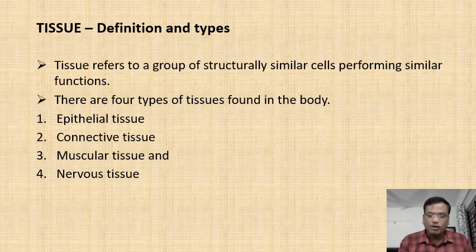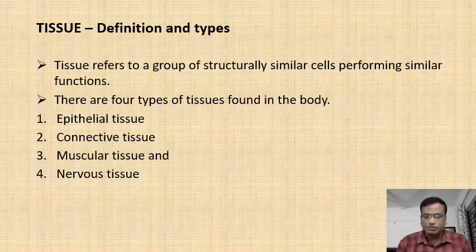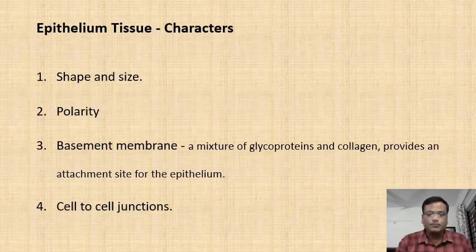And in a body, we normally find four types of tissues. So they are epithelial tissue, connective tissue, muscular tissue, and nervous tissue. So we will study about the different types of tissues in different classes. So in this class we are going to study the epithelial tissue.